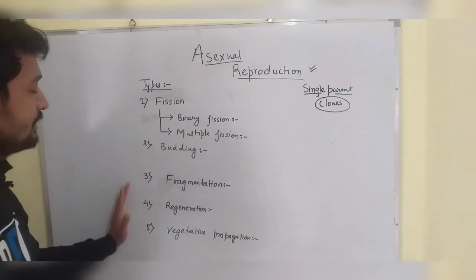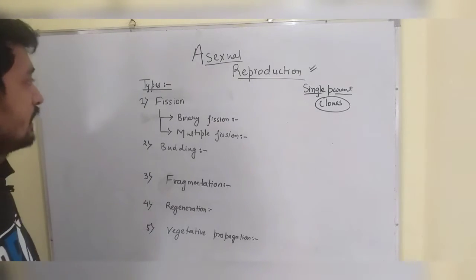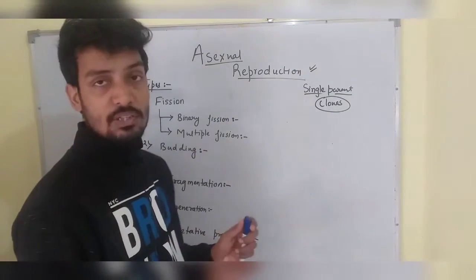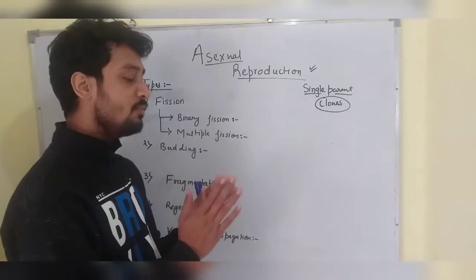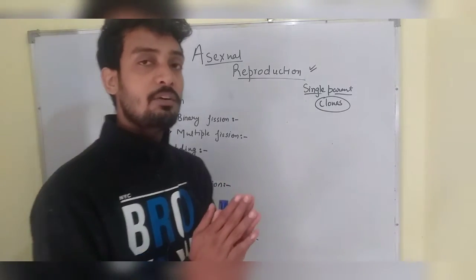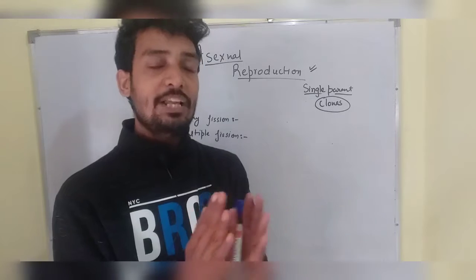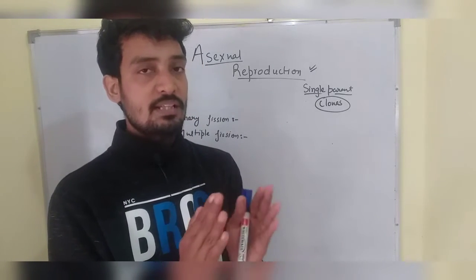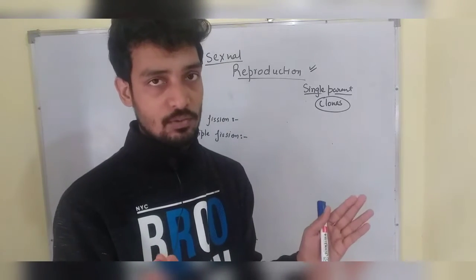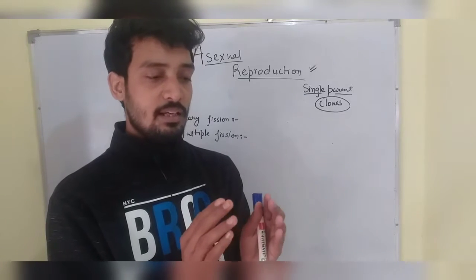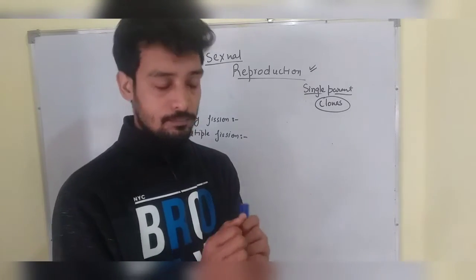Now let us see the types of asexual reproduction. I have written 5 types. The first one is fission, and the meaning of fission is to divide. You must have heard of nuclear fission and nuclear fusion. In nuclear fission there is division, and in nuclear fusion there is amalgamation.